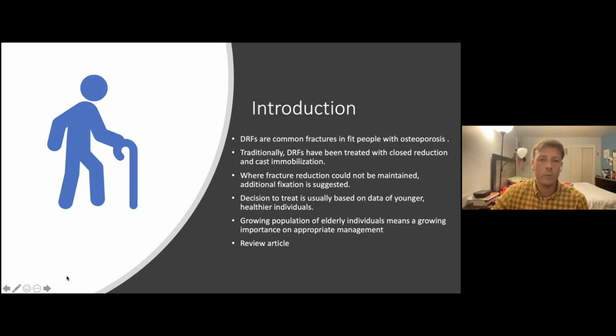This paper is a review article. It goes through a number of different options for distal radius fracture treatment, and just goes over the different studies that talked about them.